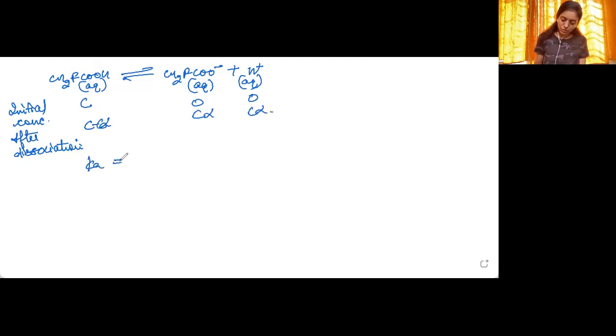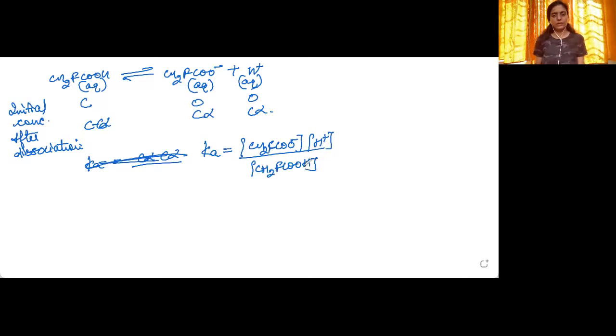Now Ka is equal to C alpha into C alpha upon, I can just first write it like this. Ka is equal to product of concentration of products upon product of concentration of reactants. Now, because only one reactant is there, we can just write it like this. Okay. Now we just need to find out these values and put the values here in this equation. So for that, we need to have the value for alpha.